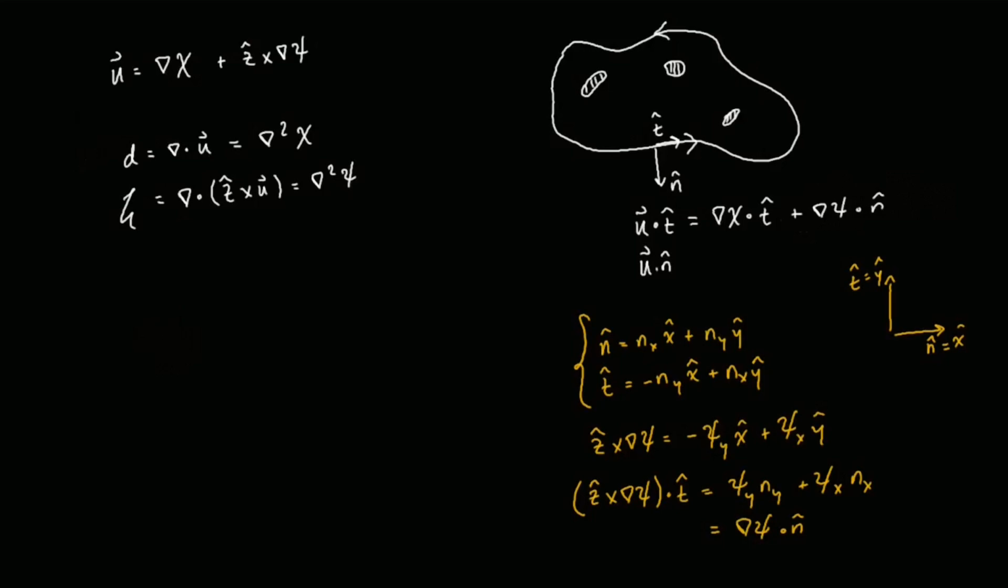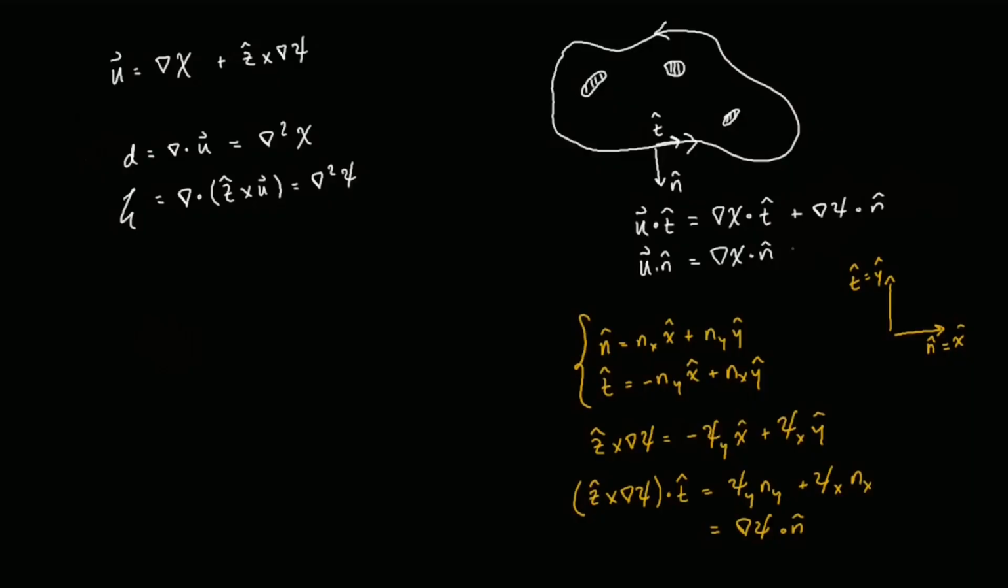Okay. The next one, we have u dot n hat, grad chi dot n hat. And again, we're going to get z hat cross grad psi dotted with n hat, but we can express it in terms of t hat here. So what we get is minus grad psi dotted with t hat for that term. So that's nice. So we have some requirements of how we could match up gradients of these potentials on the boundaries. There's a lot of choices you can make.